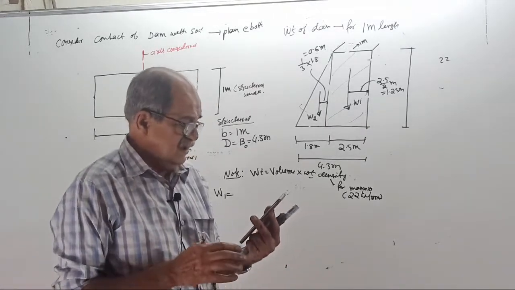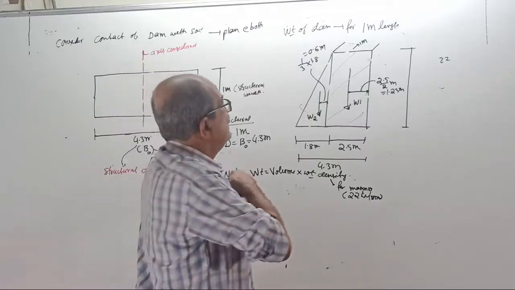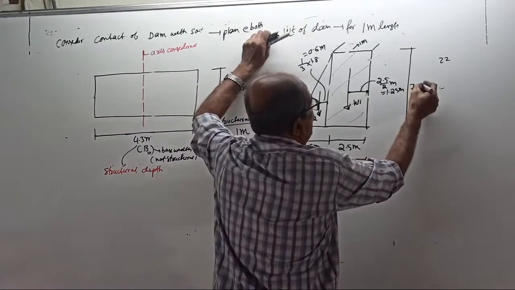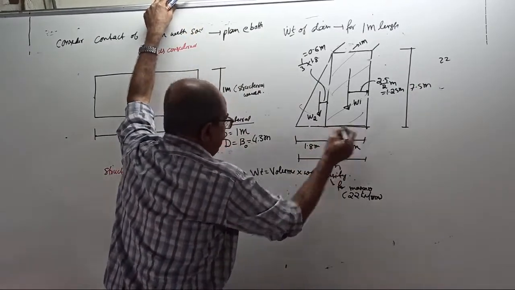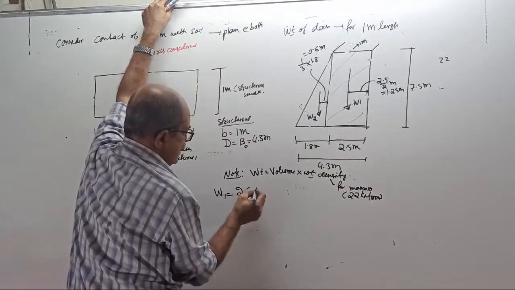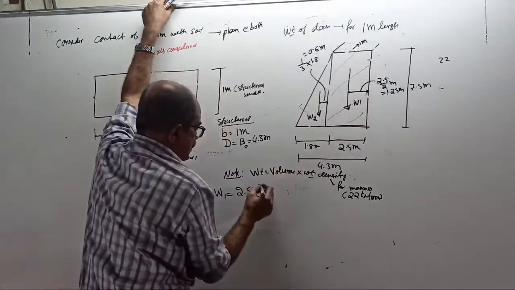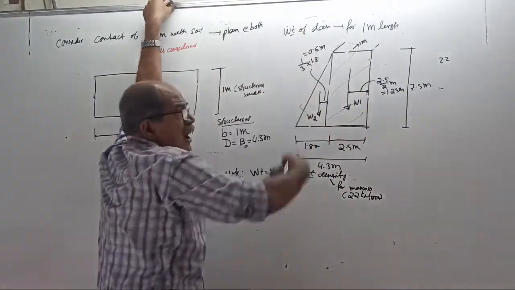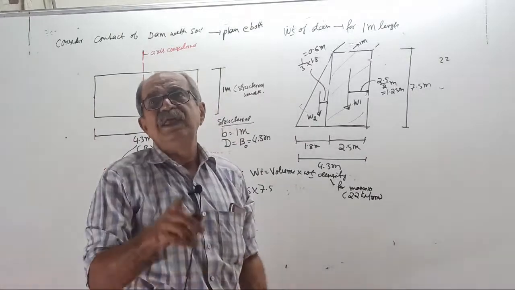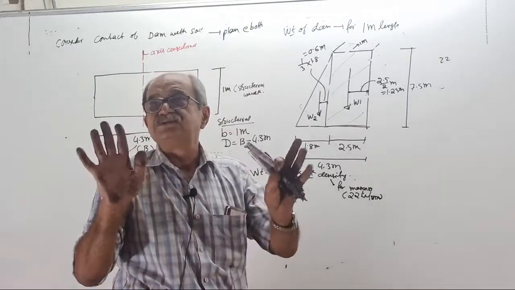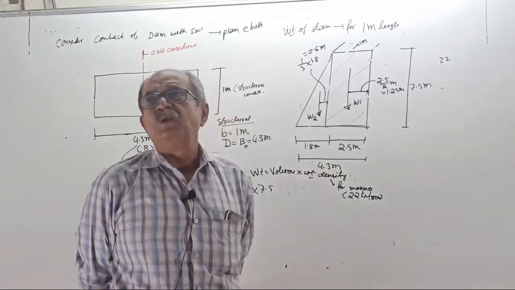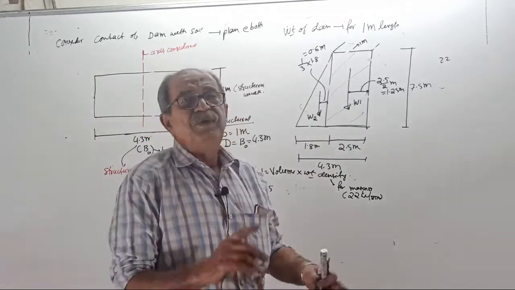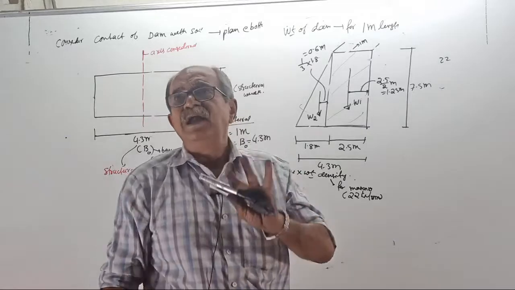You are not giving the answer. 7.5. So your W1 equal to 2.5 into 7.5. This will give the cross-sectional area. Actually, if you remember RCC, one more into is not required. When you calculate weight per meter length, weight equals only area into density.